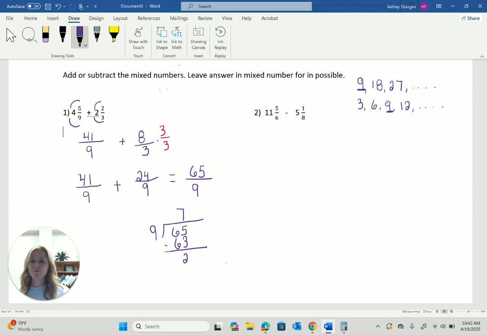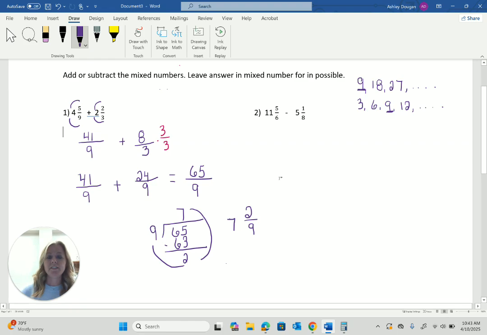Once you're finished with your long division, you're going to take these 3 values and write them as a mixed number. 7 would be my whole number. It went 7 whole times. 2 is the numerator, and 9 is the denominator. So 7 and 2/9.